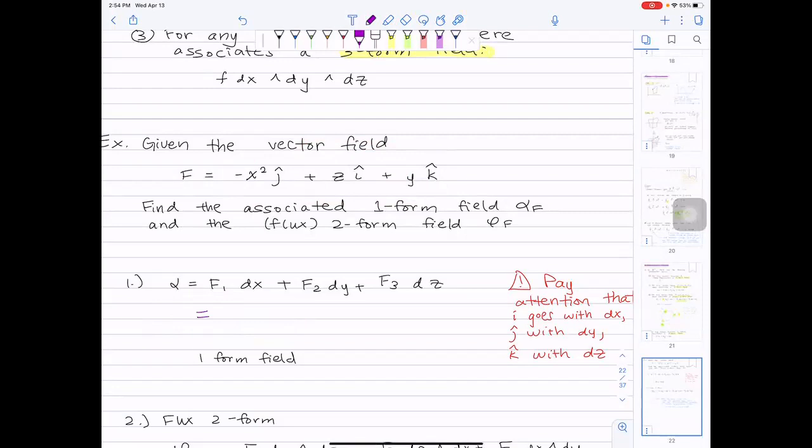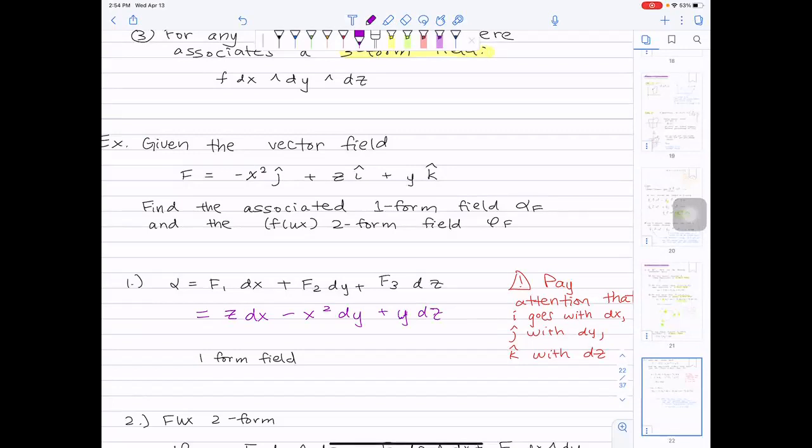z dx. And then the minus x squared y. Yes, exactly.